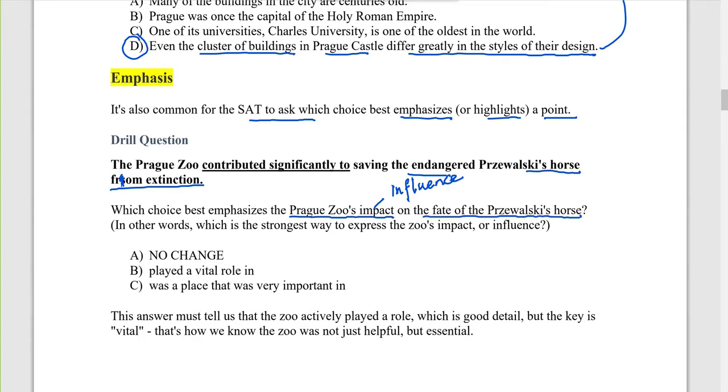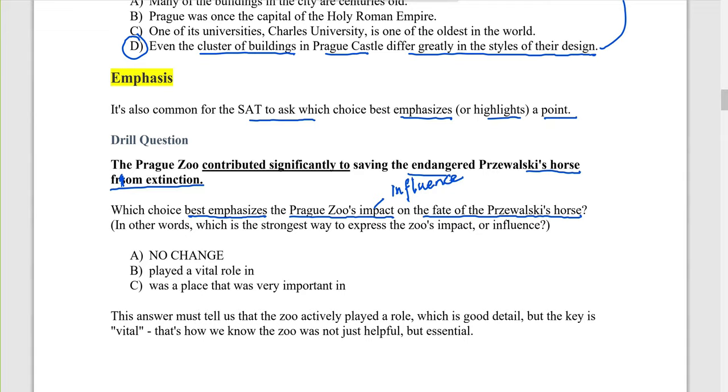Okay, think about it. Okay, some said B. Yusuf Munir, A. Oh my God. Julie, A. Tariq, A. Would you hold your horses? Let us do it this way. And let us read the question again. I need something that best emphasizes the Prague Zoo's impact on the fate of the Przewalski's horse.